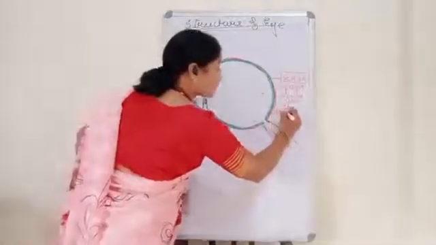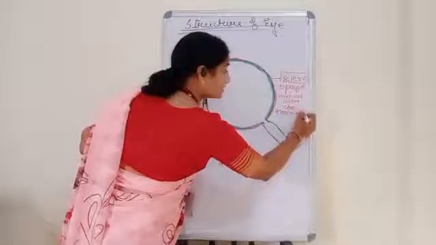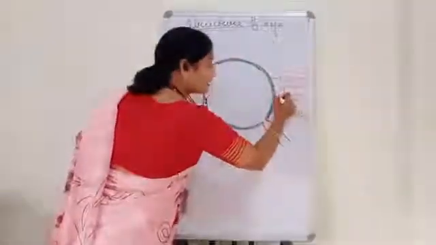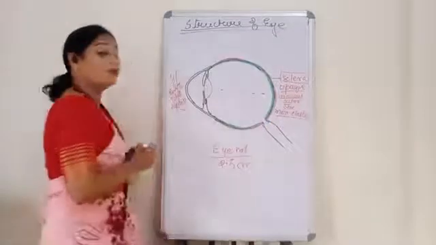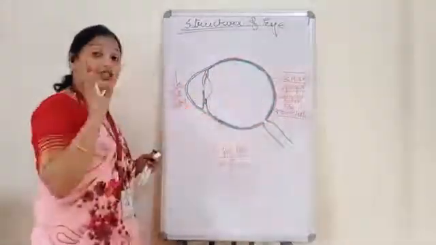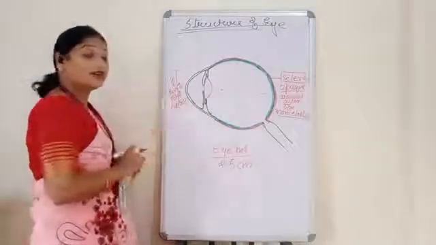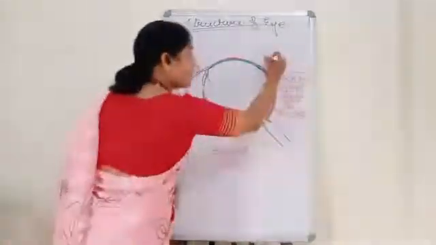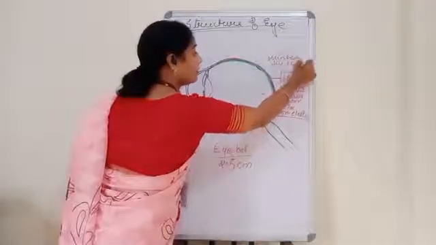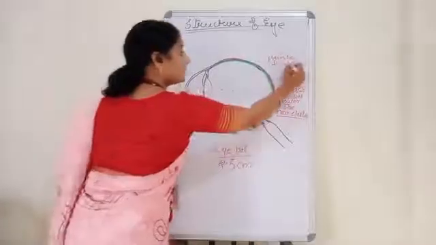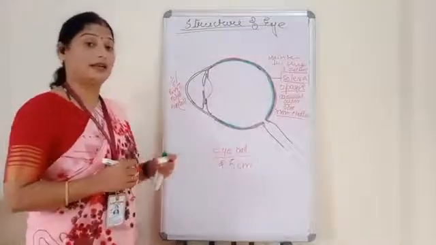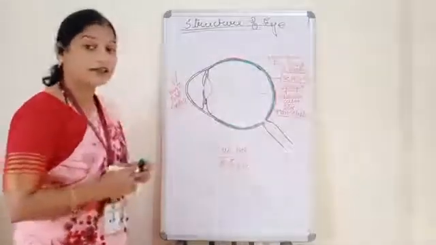It is non-elastic. Clear? Non-elastic, non-vascular and opaque structure. This maintains the shape of the eyeball. So the function of the sclera is to maintain the shape of the eyeball. So this much is about the sclera. Now see what other things are there.